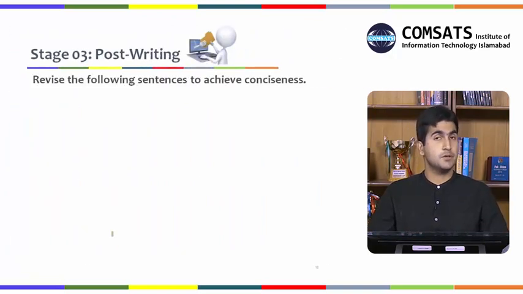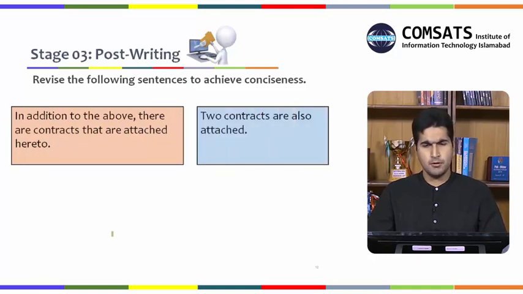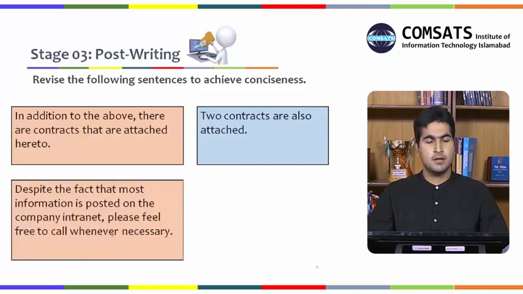Following sentences would simply show you how you can create conciseness within a lengthy sentence. "In addition to the above, there are contracts that are attached here too." How about "Two contracts are also attached?" Do you see the difference? Just look at the word count as well. That is how you create conciseness.